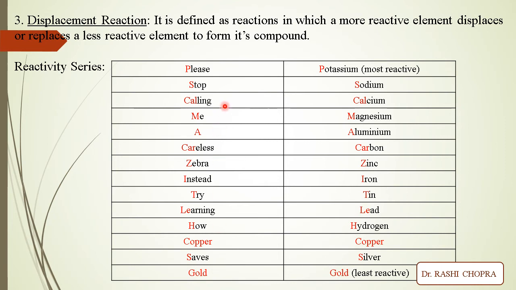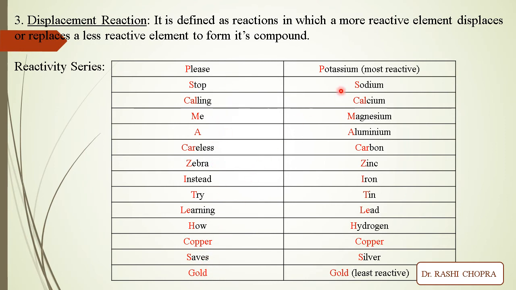This is the trick to memorize the reactivity series, so that we can know how a displacement reaction will take place, or which element can displace the other element. The most reactive element can displace the less reactive element. The trick, again: please stop calling me a careless zebra. Instead, try learning how copper saves gold. This is how you are going to memorize it.